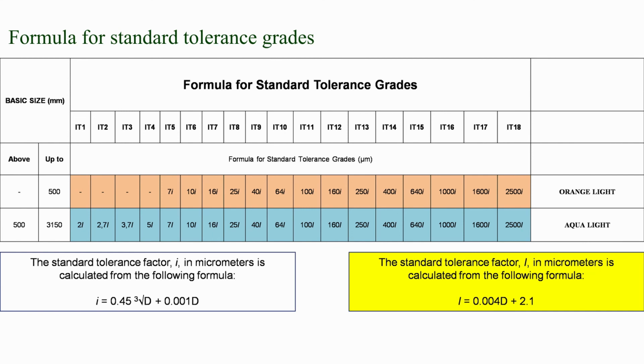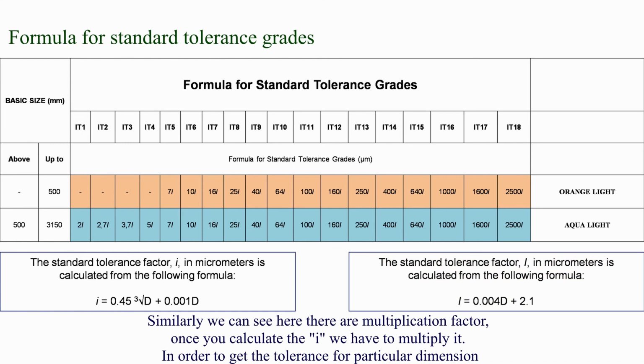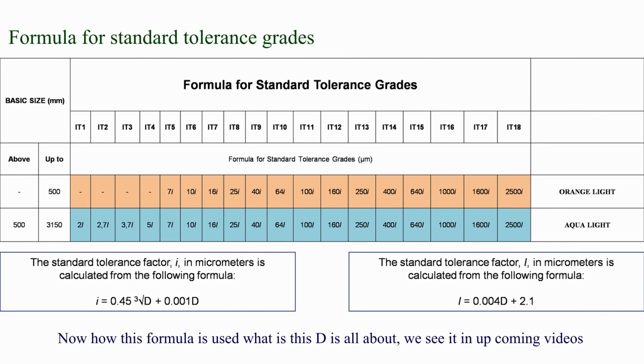The formula is I equals 0.004 d plus 2.1. Similarly, we can see here there are multiplication factors. Once you calculate the i, we have to multiply it in order to get the tolerance for a particular dimension. Now, how this formula is used and what this d is all about, we will see in upcoming videos.